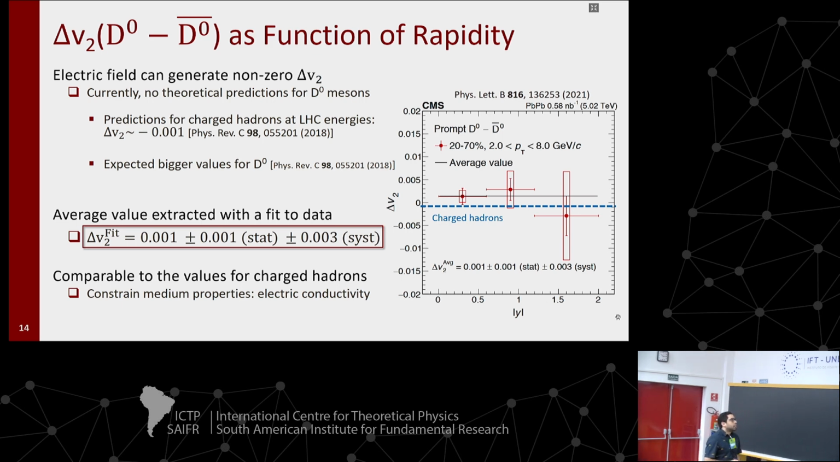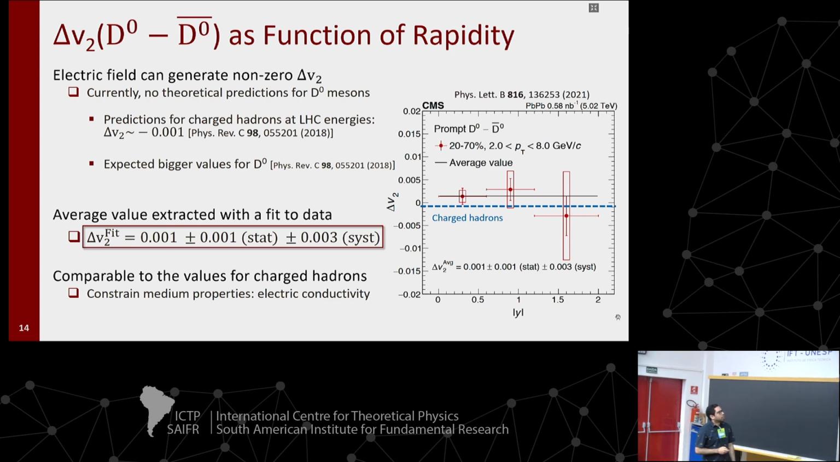The calculation that we have for charged hadrons is expected to be negative, with a sign flip compared with our measurement, but we see we could get something already with a very small number for the delta V2 of the D0s. So it would be interesting to have some calculations to see how they can constrain, for example, the electrical conductivity of the QGP, okay?